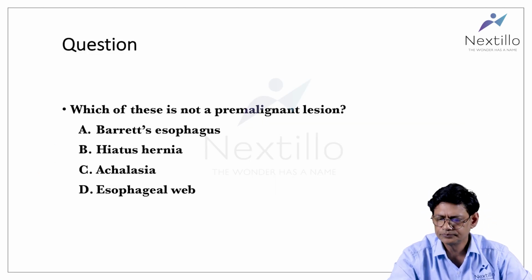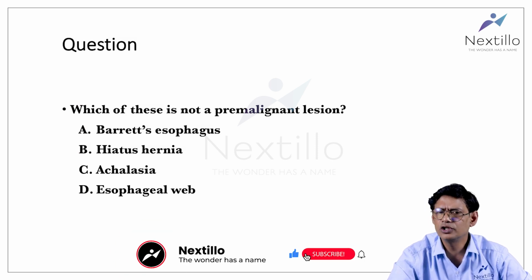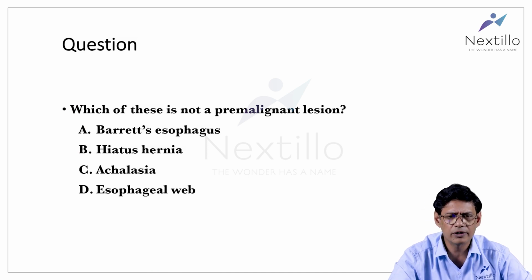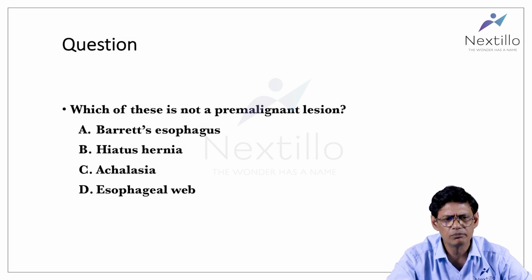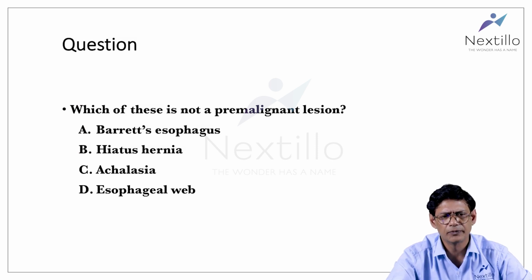The next question. Which of these is not a pre-malignant lesion? There are a number of pre-malignant lesions in the esophagus for esophageal carcinoma. The most important risk factors for the esophageal cancer are, first of all, tobacco, smoking or chewing. This is by far the most important risk factor. The second important risk factor for the squamous cell carcinoma in the esophagus is achalasia cardia.